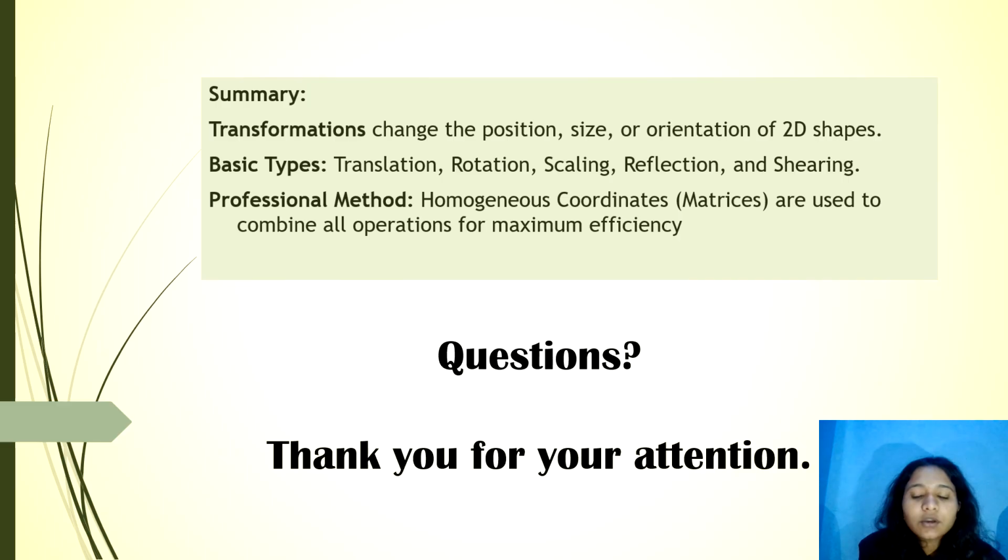So the summary of this presentation is: transformations change the position, size or orientation of 2D shapes. Basic types are translation, rotation, scaling, reflection and shearing, etc. The professional method is homogeneous coordinates. Matrices are used to combine all operations for maximum efficiency.